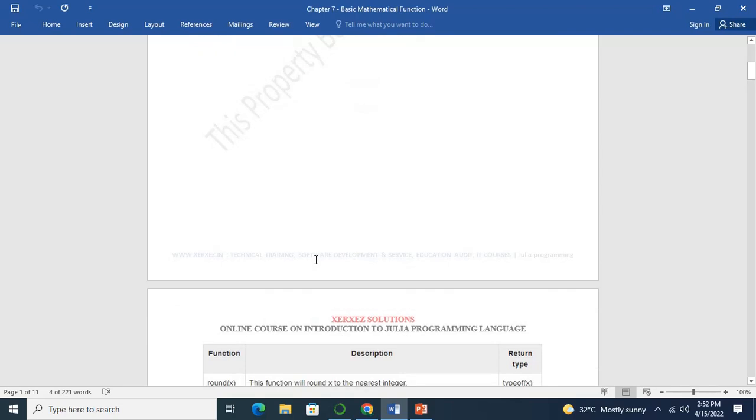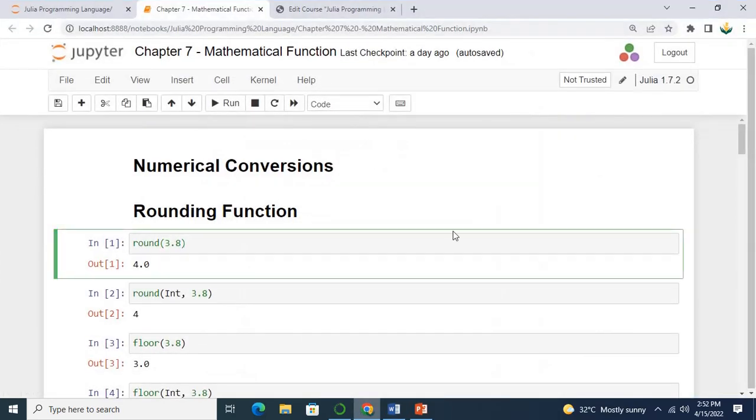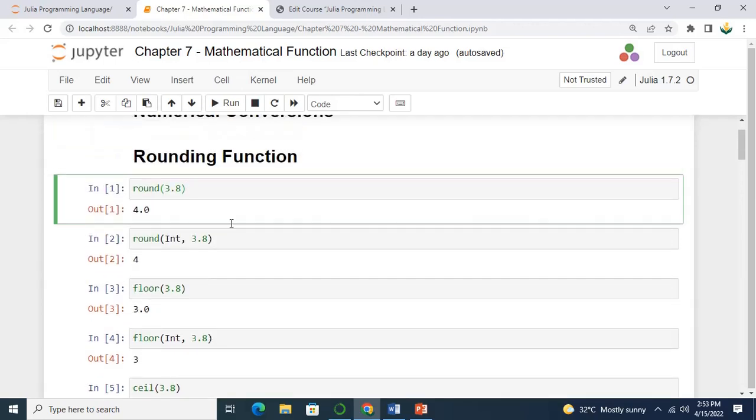Let's go straight to the hands-on session. I have already created my Jupyter notebook. In rounding functions, there are two techniques we generally use in Julia: the round method, and the floor method. Suppose you got 3.8 as the result of some operation and you want the rounded figure of this. You can make use of the method called round. Give whatever result you get, then shift and enter.